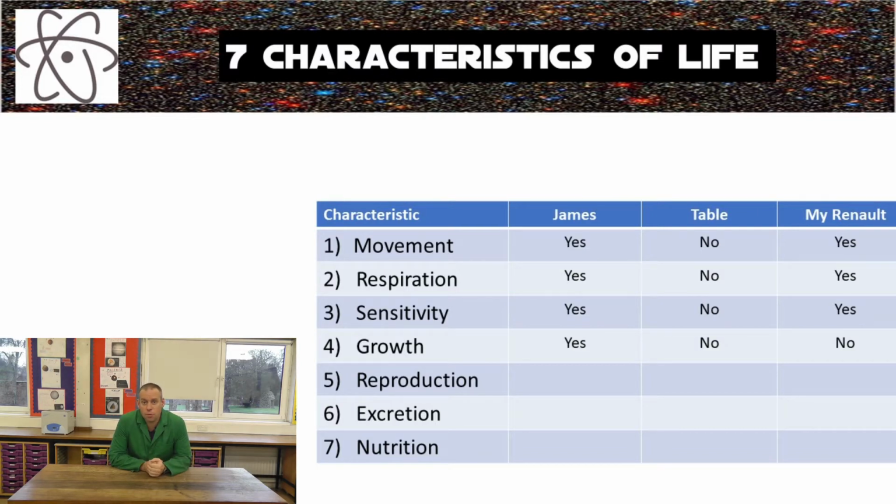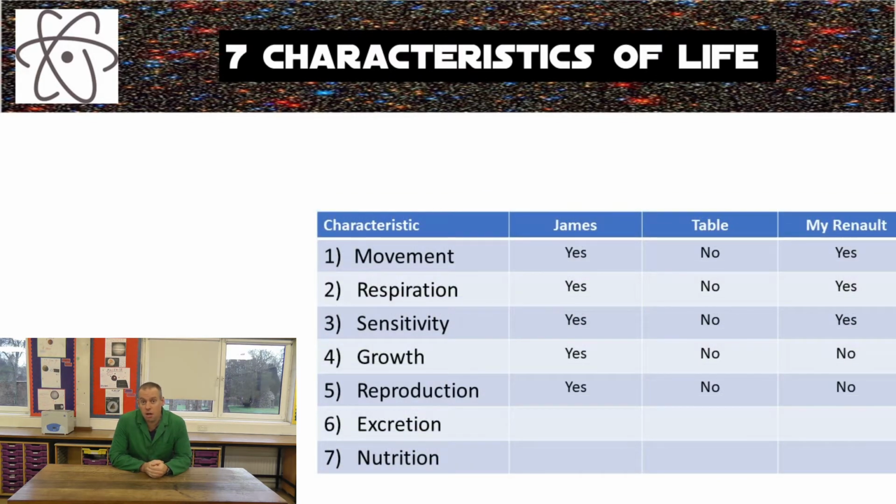Reproduction. Human species are able to reproduce. I have two lovely children, so yes, that's a tick for me. The table, wouldn't it be wonderful? I want a new table. What I need to do is put two tables together and the next day I've got baby tables. Wonderful. Unfortunately, that doesn't happen.